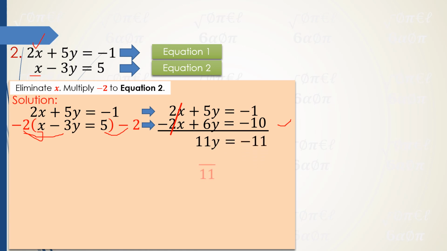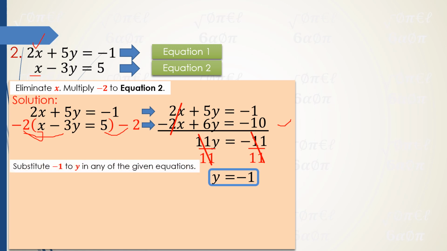So, like signs, add yun. So, divide both sides by 11 para maiwan na yung y. Negative 11 divided by 11 is negative 1. So, therefore, the value of y is negative 1. Let's now solve the value of x. To solve for the value of x, we will substitute negative 1 to y in any of the given equations.